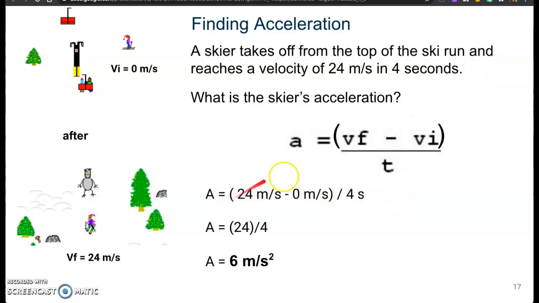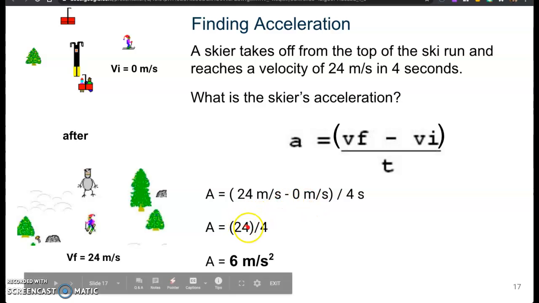Now these parentheses are really important because that means you have to do this top equation first, take that number, and then divide it by time. If you put this right into your phone calculator or whatever calculator you're using without the parentheses, you might get a wrong answer. So we don't really have to use the calculator for this top one, right? 24 minus 0 is 24. Divided by 4 is 6 meters per second squared.